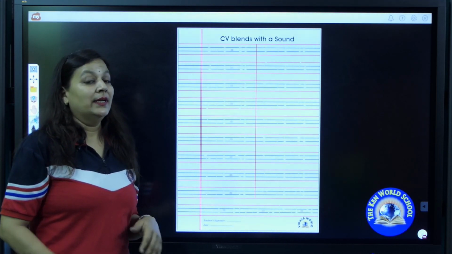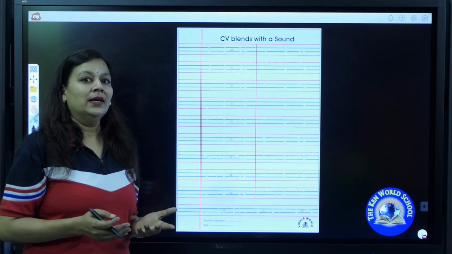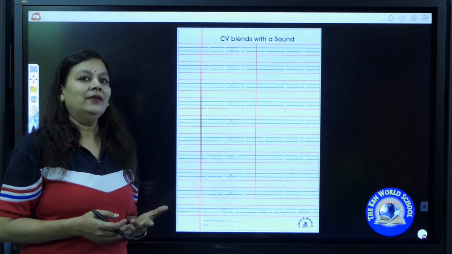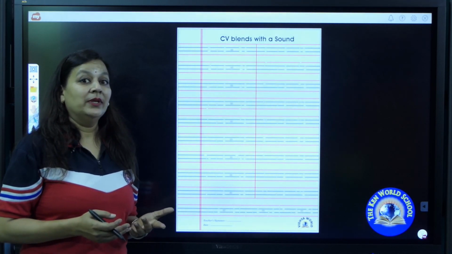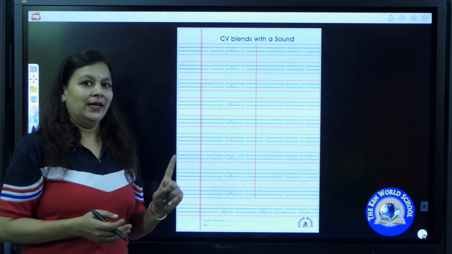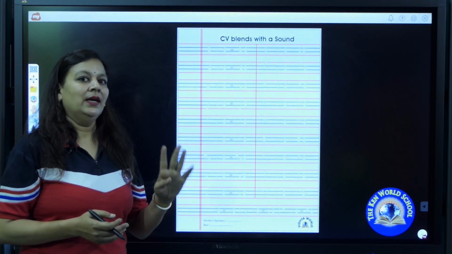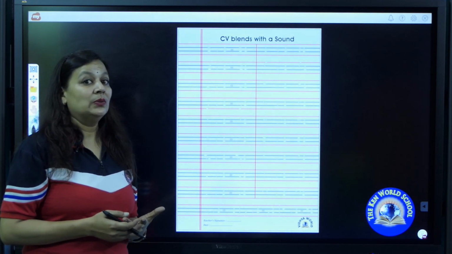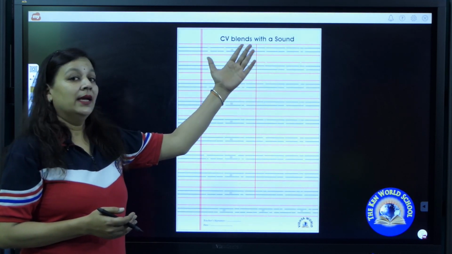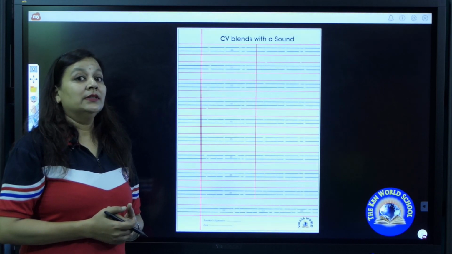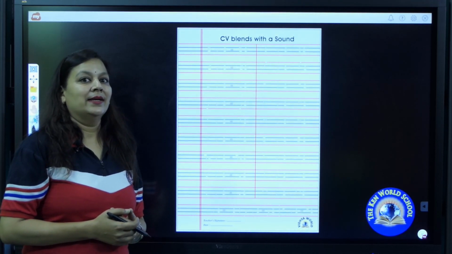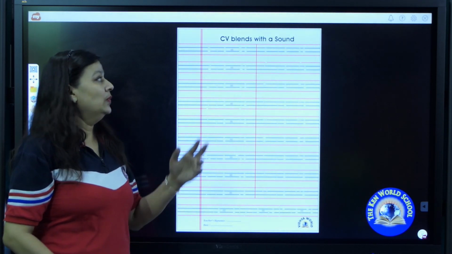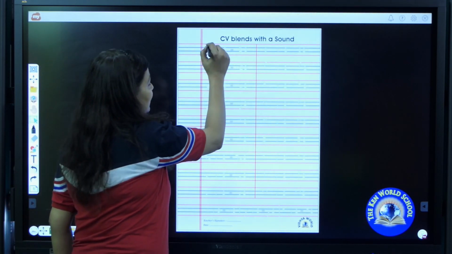So let's quickly go through our vowels. I have told you earlier that there are five vowels. Now tell me, what are vowels? A, E, I, O, U. So today we are going to do the CV blends with the A sound. What is the sound of A? A. And the first consonant is B.